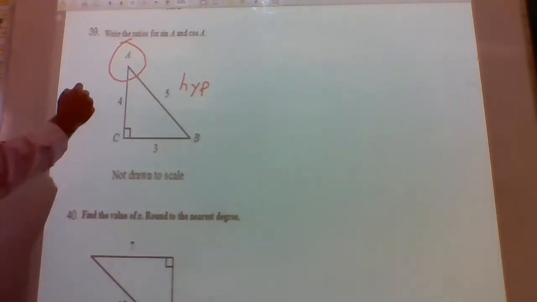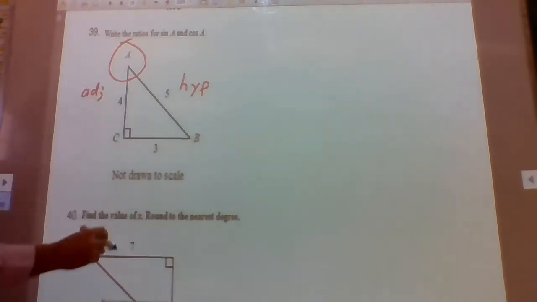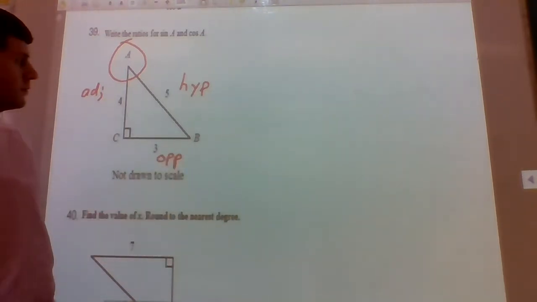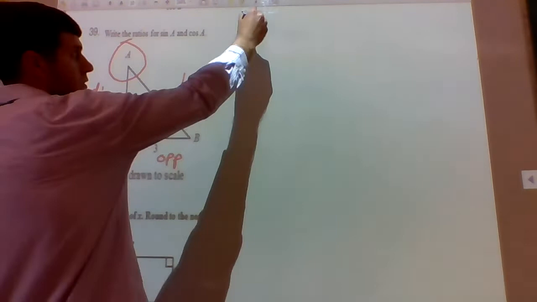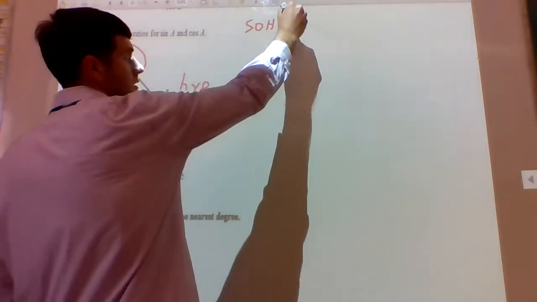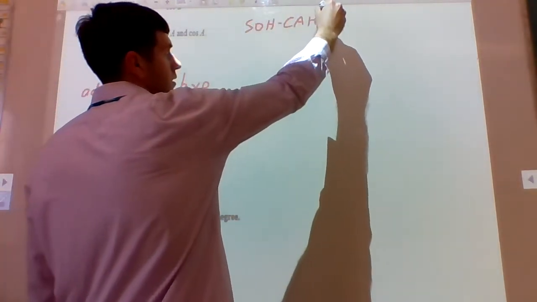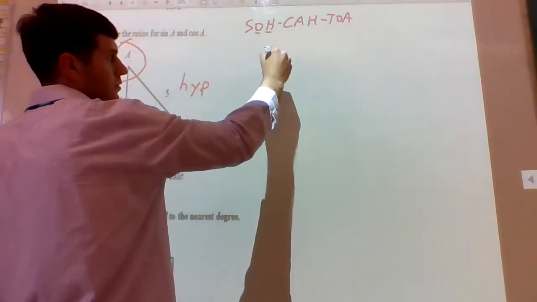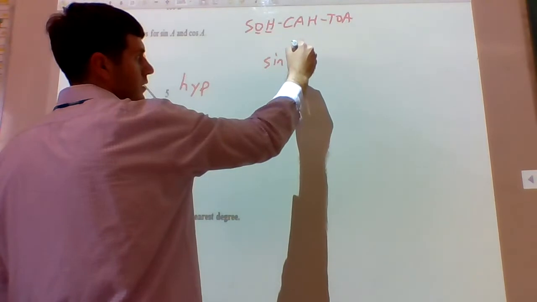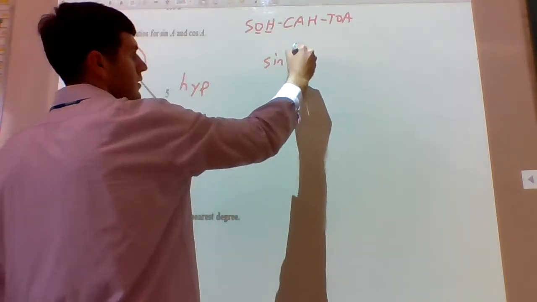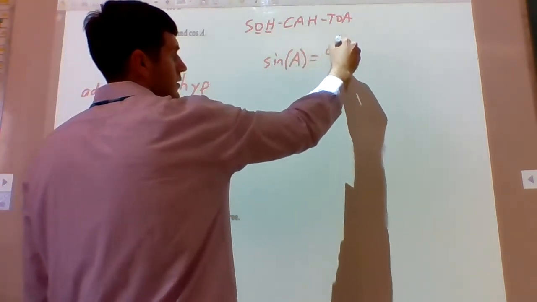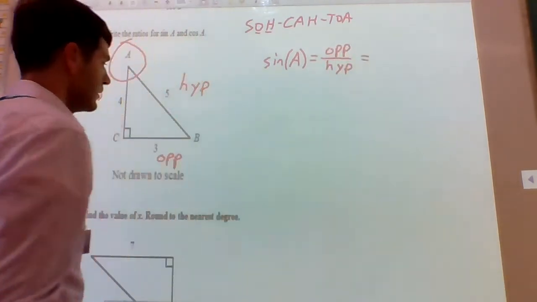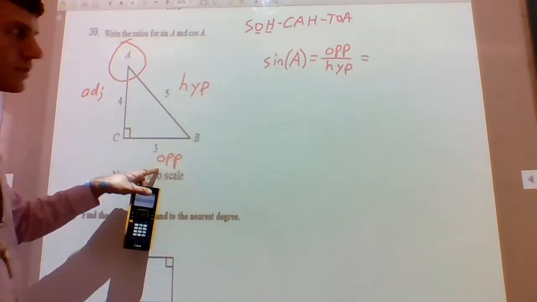So next to is adjacent. Across from is opposite. So sine, right? Sine is going to be opposite over hypotenuse. So sine of A is going to be opposite over hypotenuse. Opposite is 3, hypotenuse is 5, so it's going to be 3 over 5.